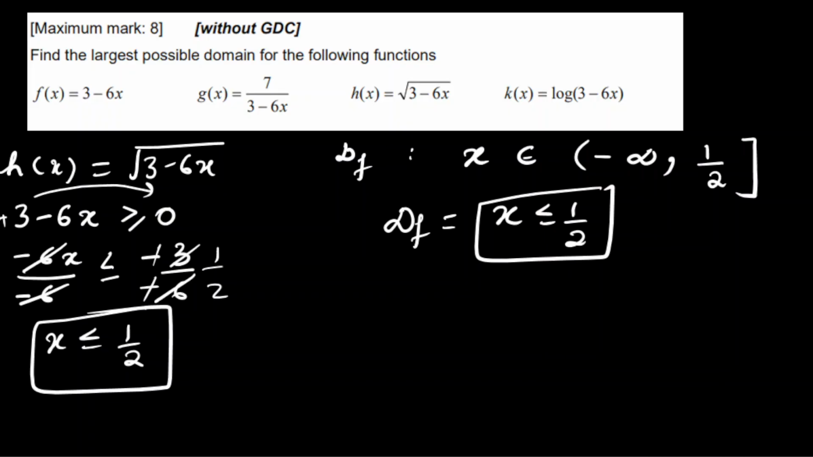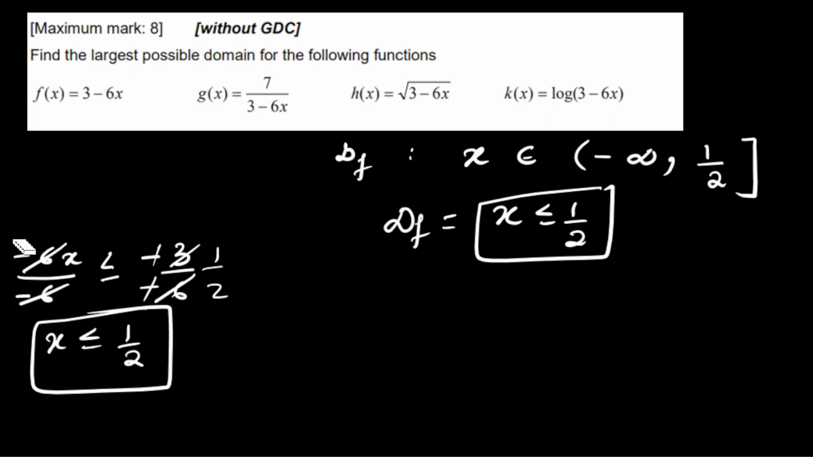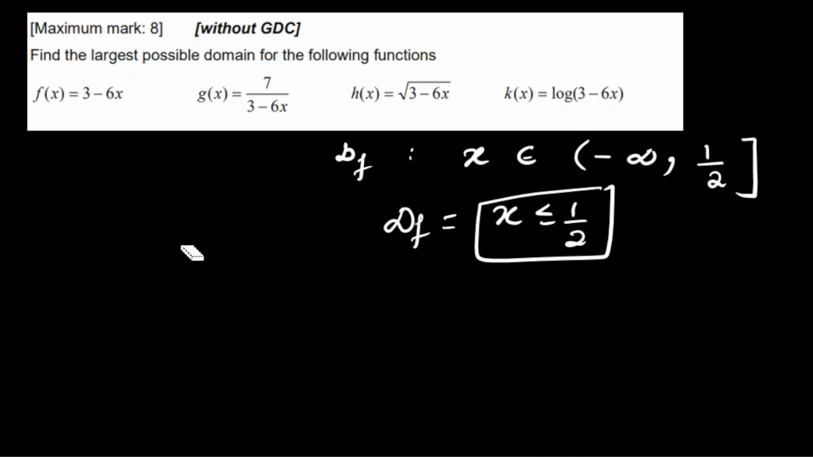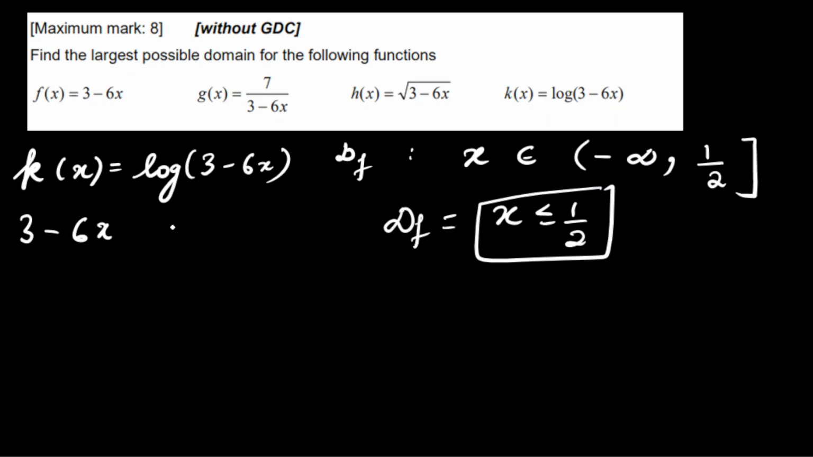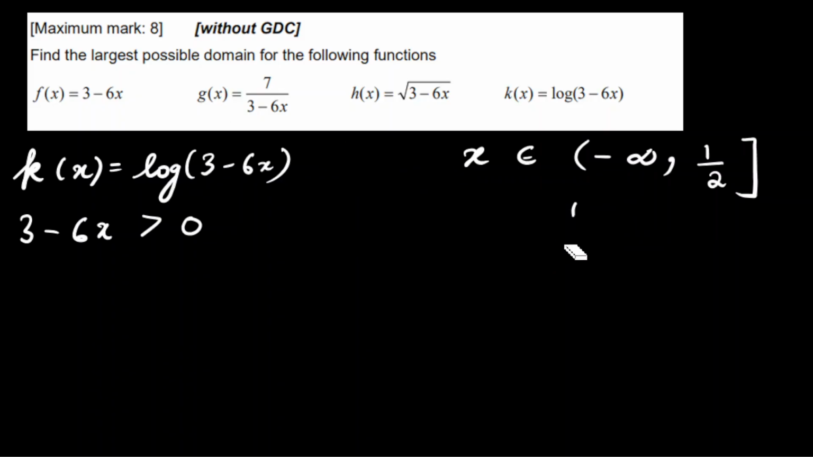So let's do now the fourth one. The function is given to us in the form of k(x) is equal to log of 3 minus 6x. Whenever a logarithm is there, the expression written with the logarithm, 3 minus 6x, we have to write greater than 0, only greater than 0, and the solution of this is the domain of the function.